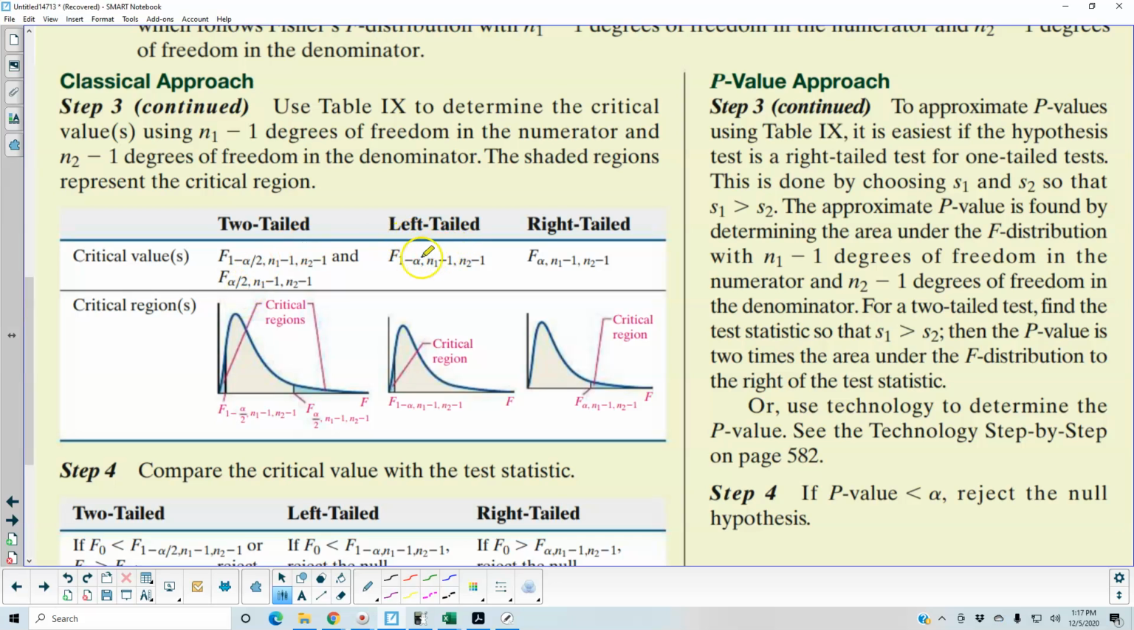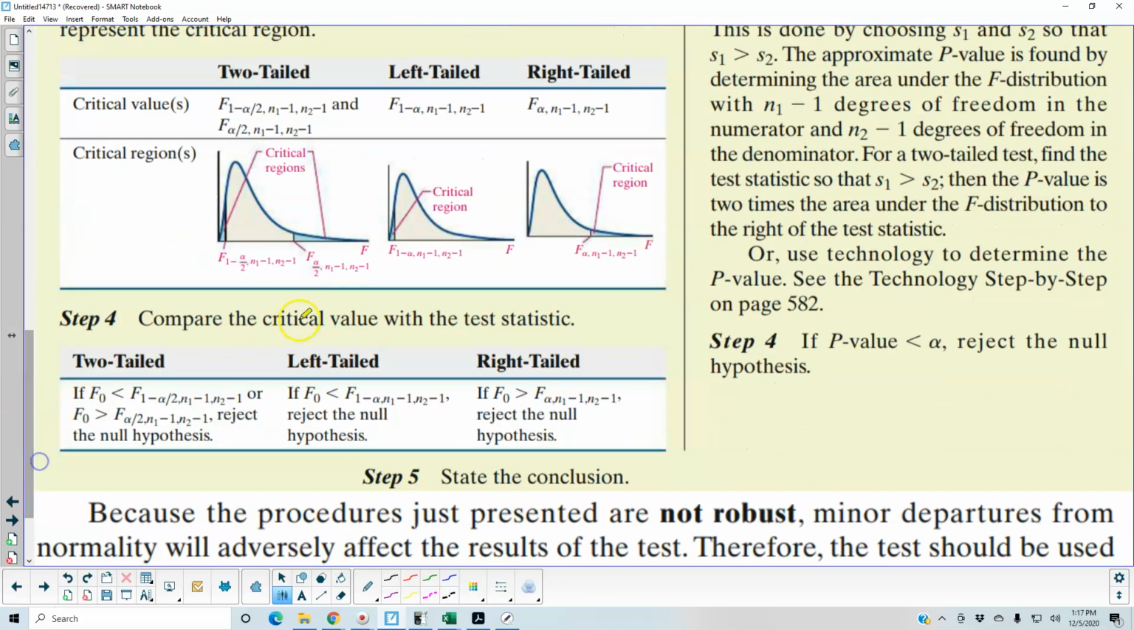Now for the left-tailed, it's going to be F with 1 minus alpha, because it's only one critical value. And for the right-tailed, it's going to be alpha, and it's going to be the right critical value, where the critical regions are in the shaded region. And then step 4, you're going to compare the critical values with the test statistic. So if the test statistic is less than the left critical value, or the test statistic is greater than the right critical value, then we reject the null hypothesis.